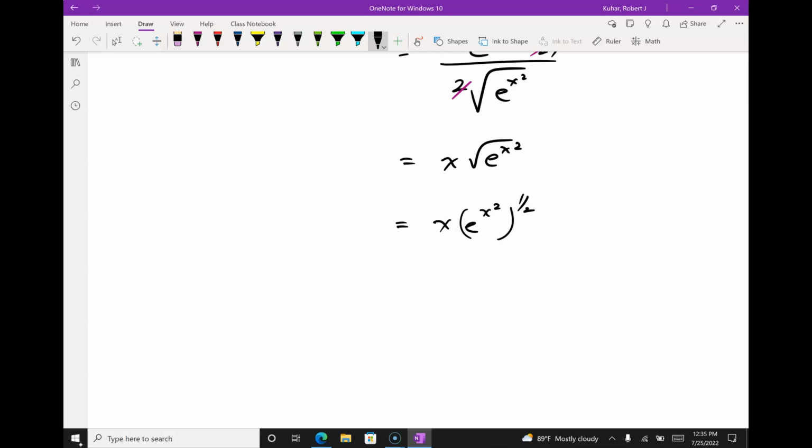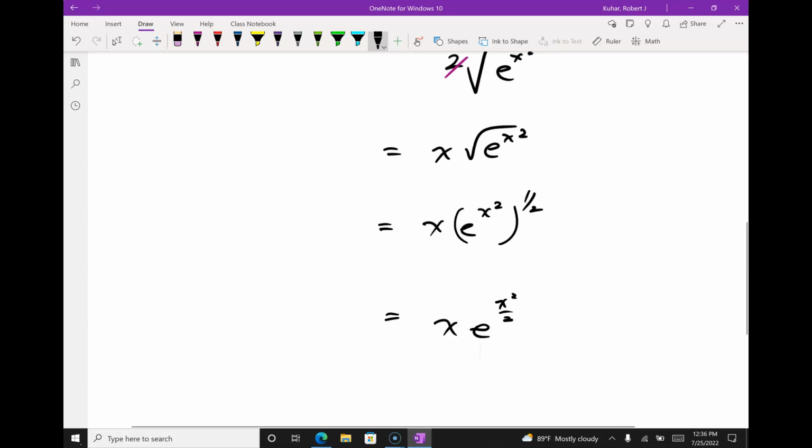And what does that half power become? What do you do with exponents when you're raising an exponent to an exponent? Just multiply them. Multiply the exponents, right? Yep. Where you at?